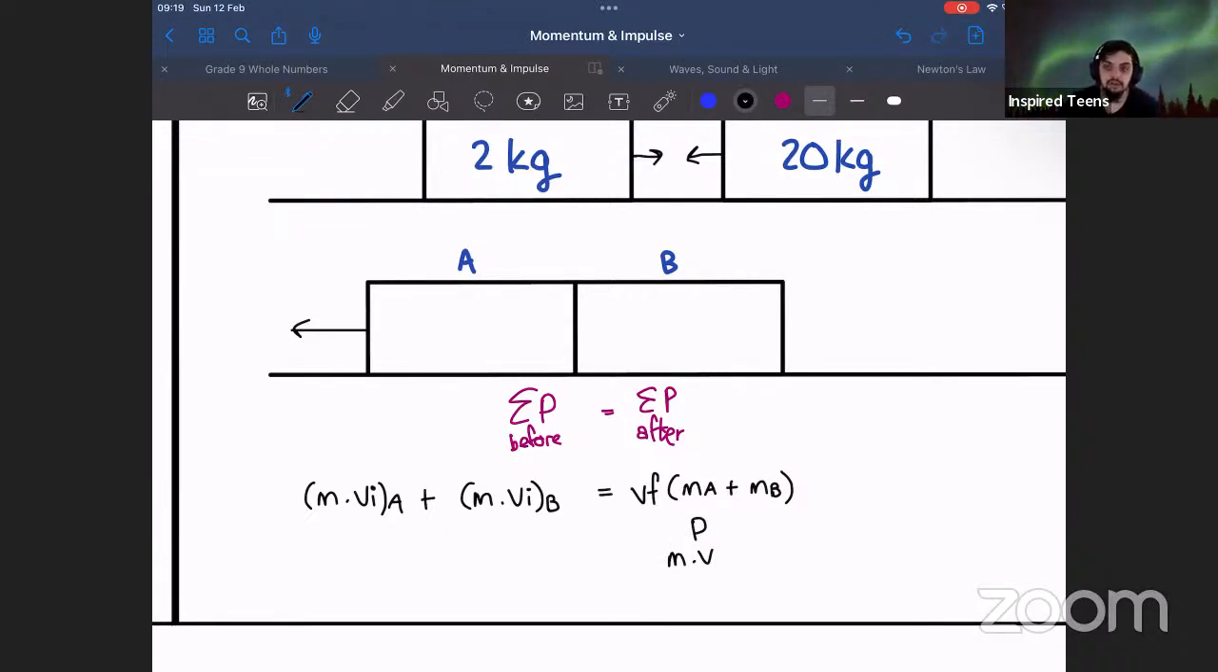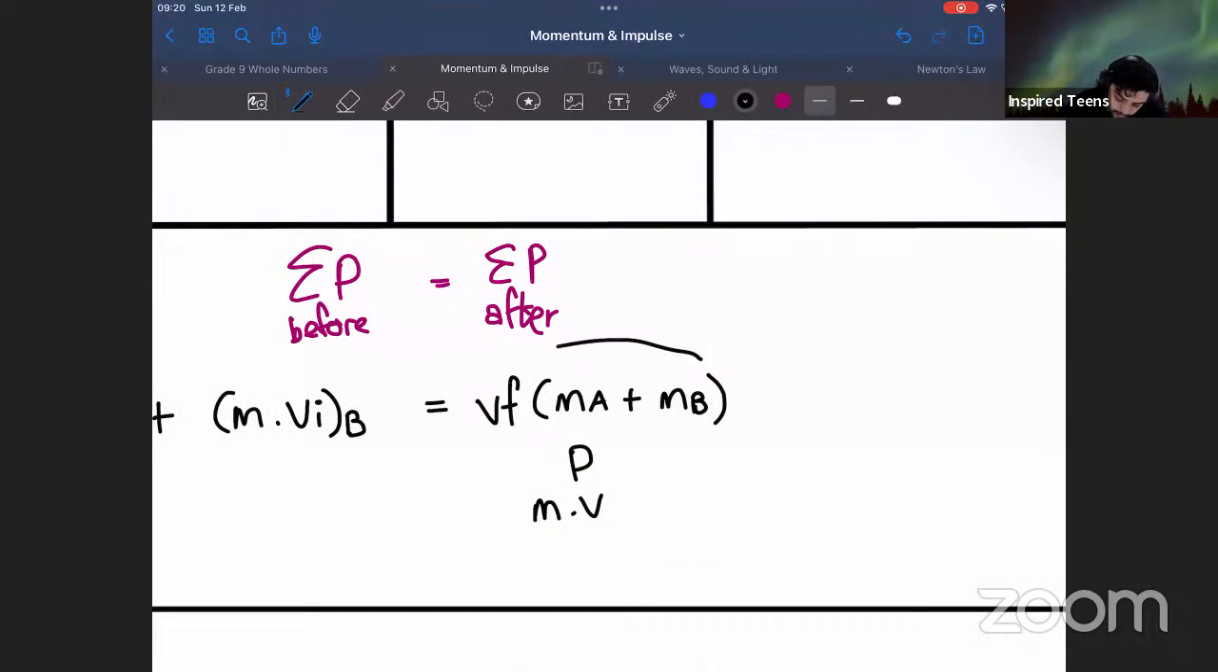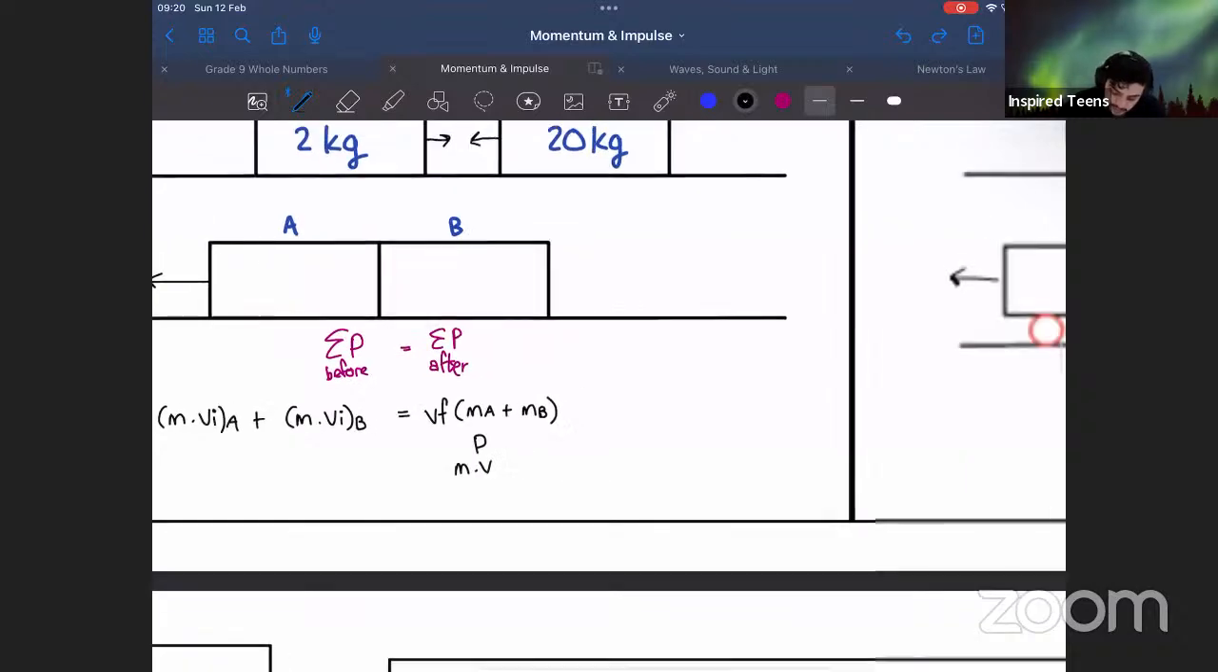Will we ever have three objects colliding? No, most likely not. I'm just saying a possibility, there might be a scenario where there are three objects colliding, but you will work with two objects at a time. So yes, in this case, when they are together afterwards, we put that combined mass momentum afterwards. Okay, let's just finish this up.